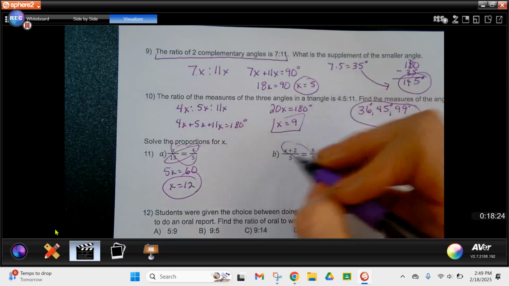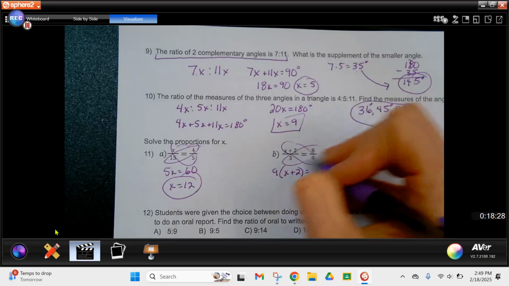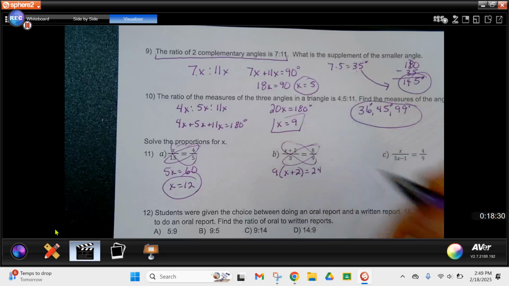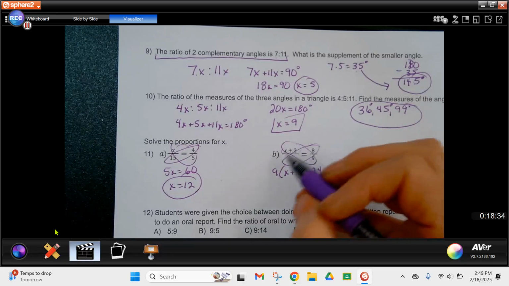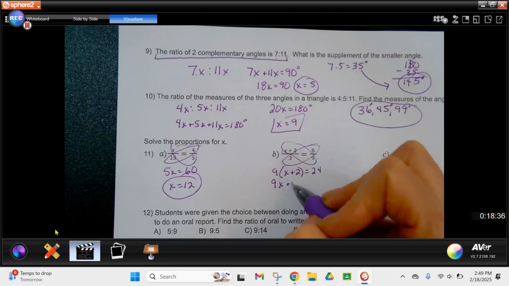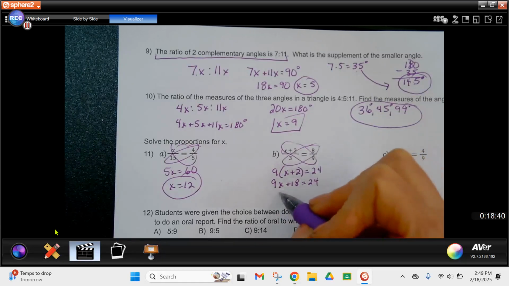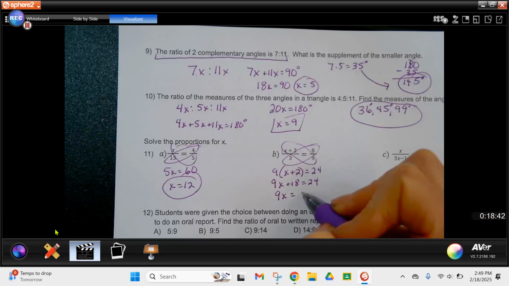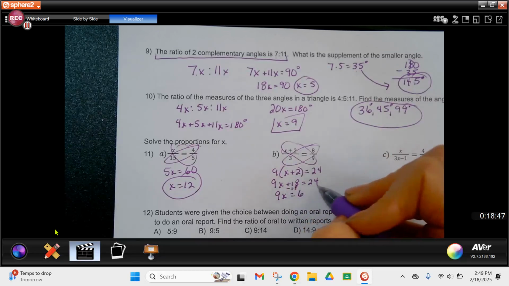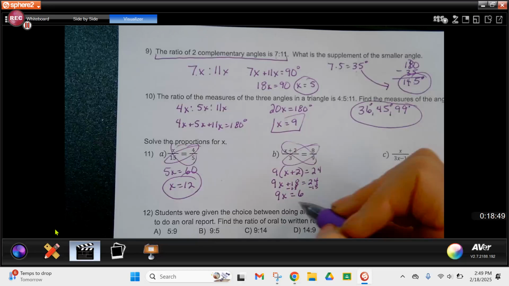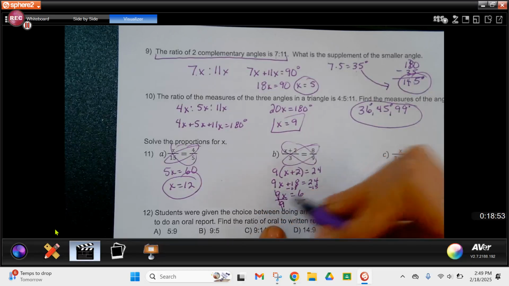Cross multiply to solve. 9 times x plus 2 equals 8 times 3, which is 24. Okay, remember I put this in parentheses. So now I distribute: 9x plus 18 equals 24. I'll subtract 18 from both sides, and we get 9x equals 6. Now, to get x by itself, I have to divide by 9. So I'll divide both sides by 9.